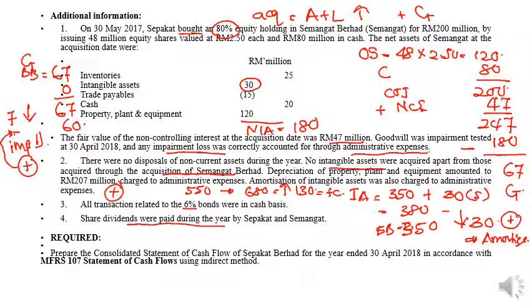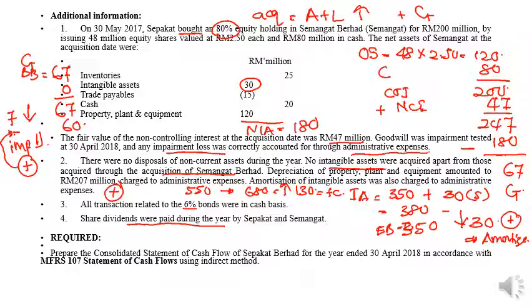Then you're going to have 67. So this 67 is a goodwill. Once you have a goodwill here, you need to find whether there is an impairment for that goodwill. If there is an impairment here, it's recognized under administrative expense. So we look at the goodwill that we have at the beginning balance, the goodwill here is 67.